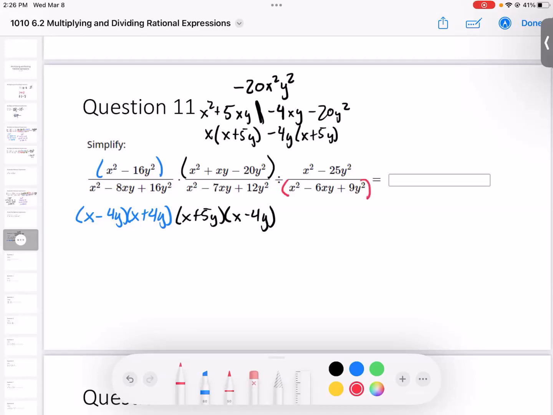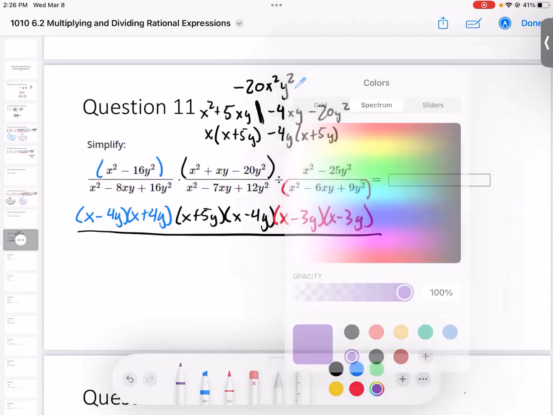So I've done enough factoring to know that this is going to factor out to be x minus 3y times x minus 3y. Maybe you guys might be able to do it in your head as well, but you'll probably have to go through a process similar to this to get your own answer. But that's going to factor to be that. So that will be the top of my fraction.